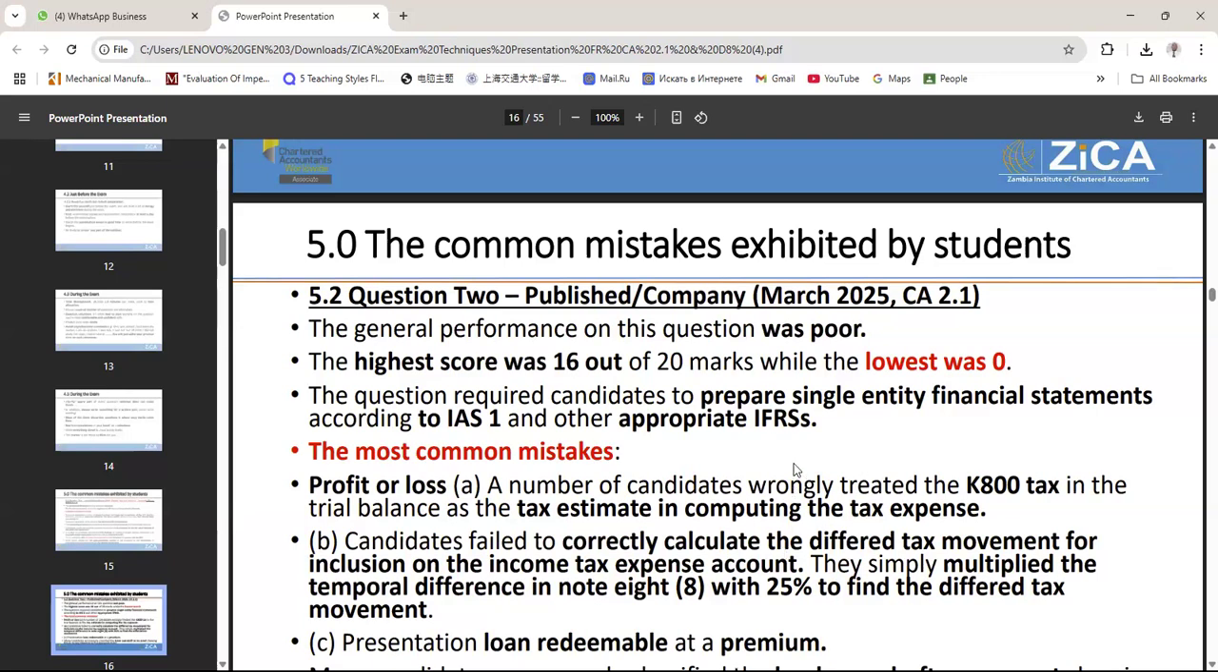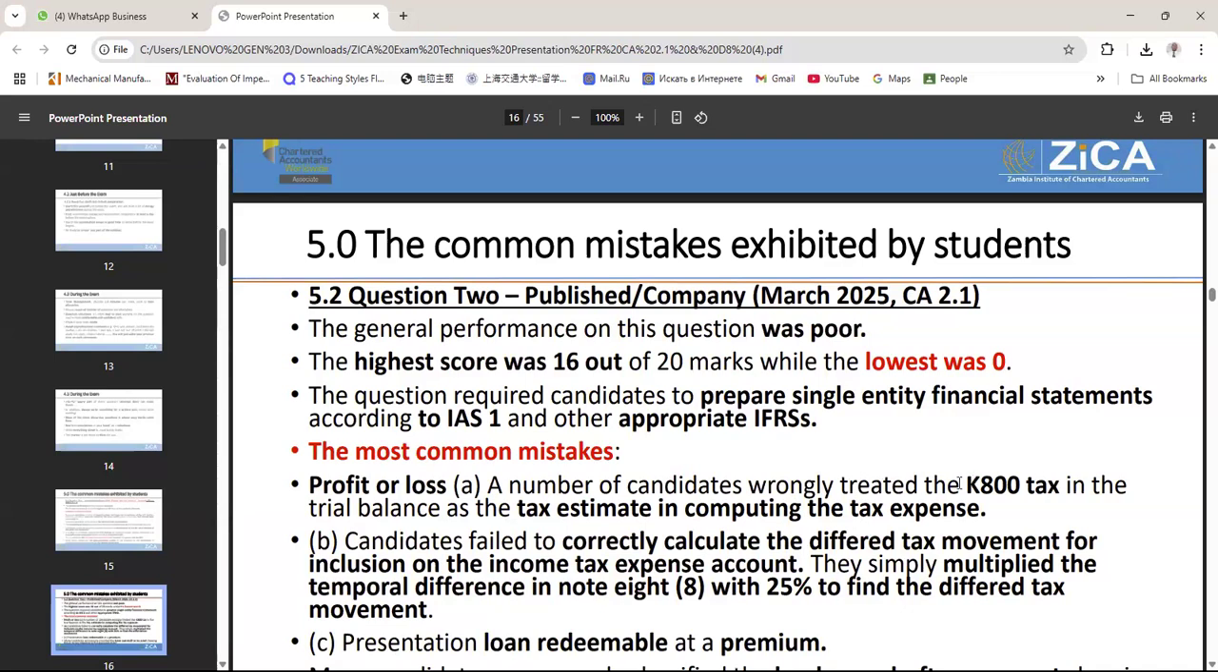Like there will be taxation, you have to know IAS 12. There will be depreciation, you have to know IAS 16. What were some of the common mistakes? In the trial balance, there was the 800. Now, take note, I advised you, what will be in the trial balance is under or over provision. If it will be on debit, it will be under. If it will be on credit, it will be over.